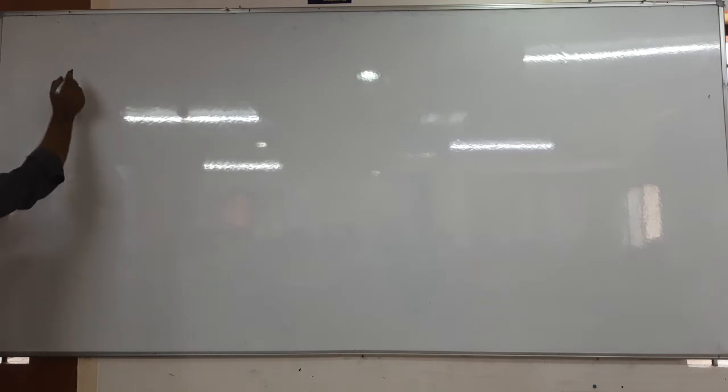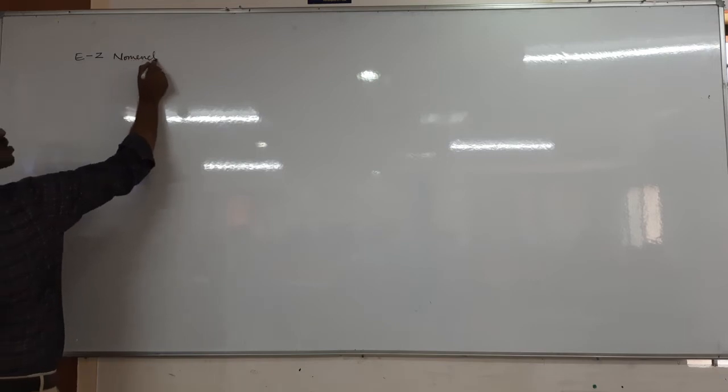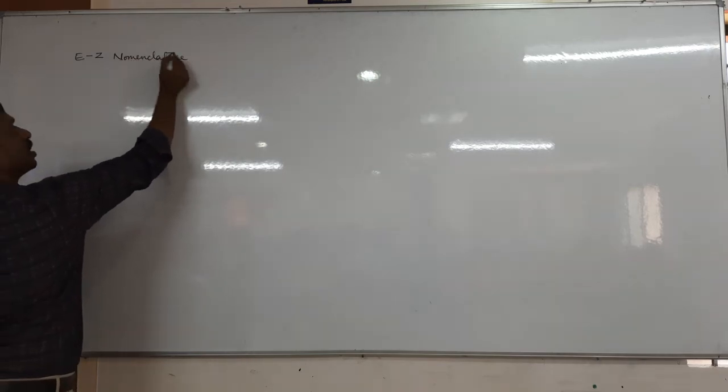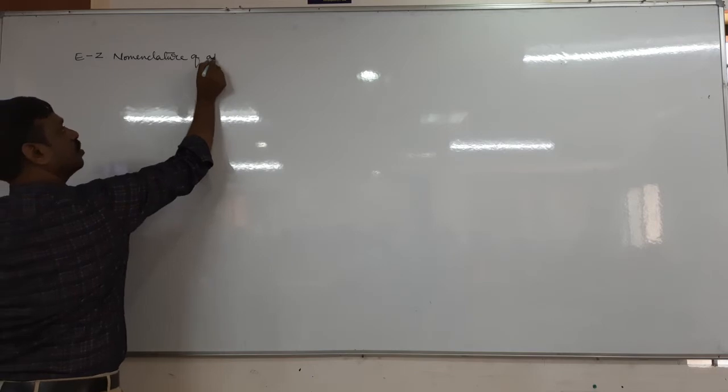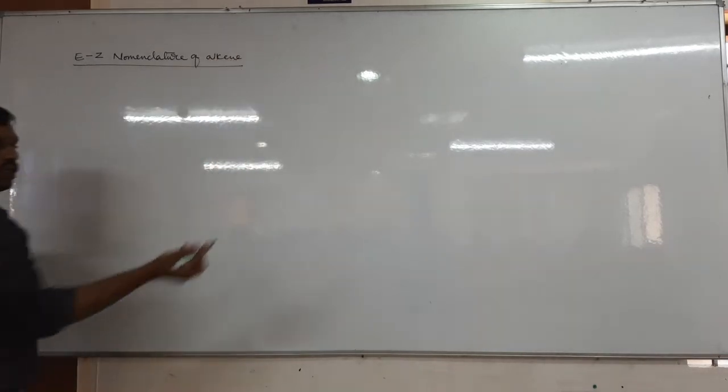Right, next, EZ nomenclature. EZ, capital E, capital Z. Nomenclature of alkene. EZ nomenclature of alkene.